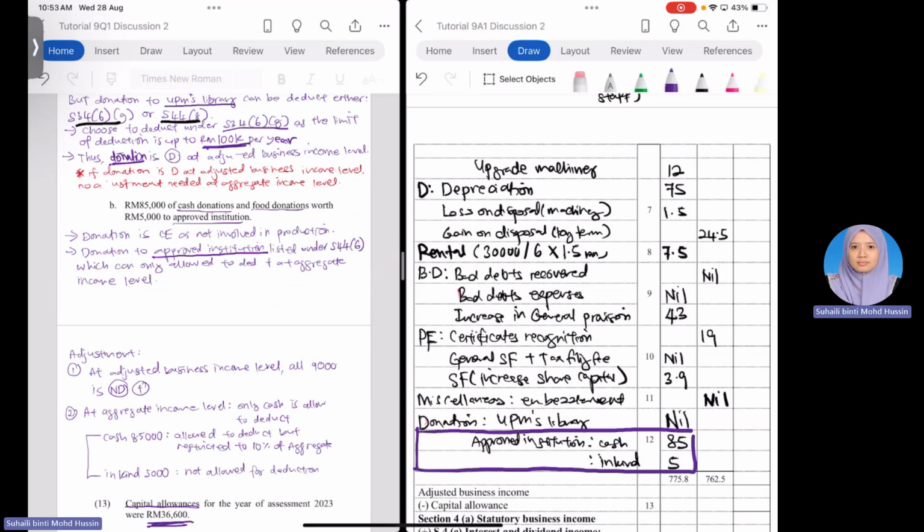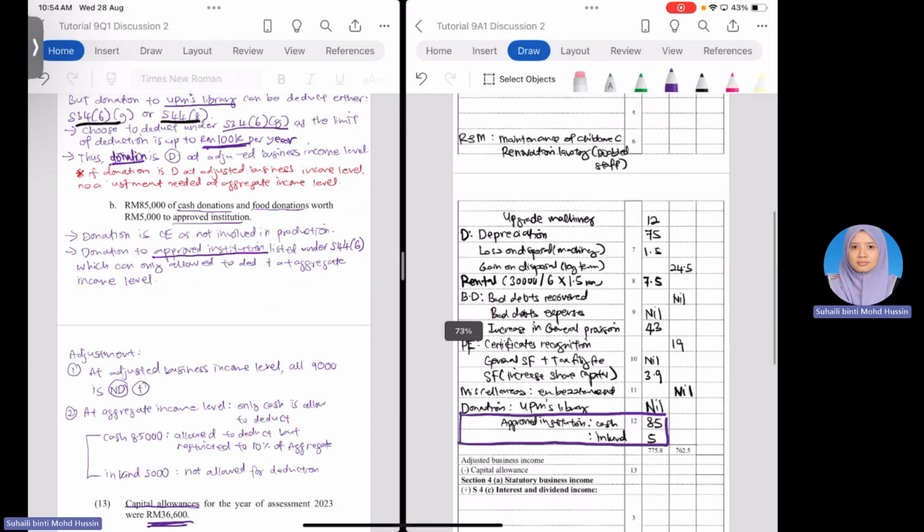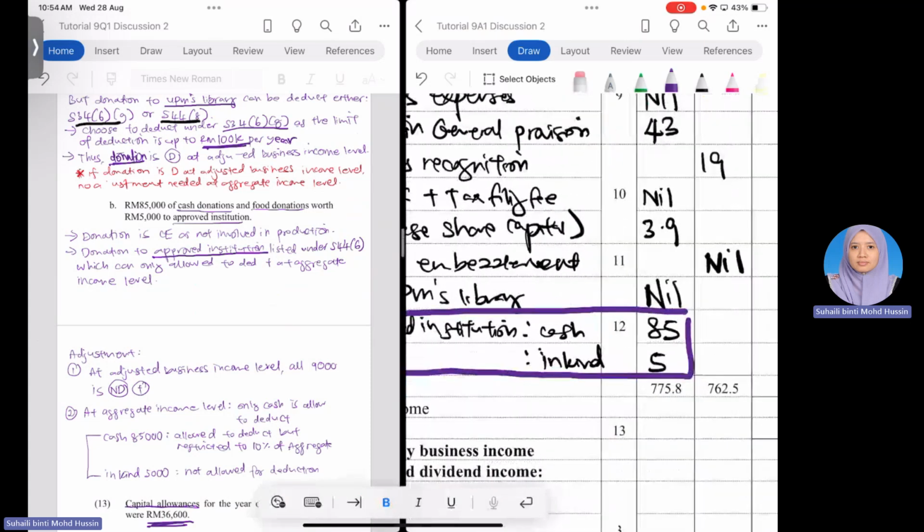Okay, UPM library, we already settled because you are already allowed to deduct at the adjusted business income level. But for donation to the approved institution, since it is only allowed to deduct at the aggregate income level, these two items will appear again at the aggregate income level. So now we have already done the adjustment. You will total up both columns, the plus column and the minus column. So this is the amount that you get.